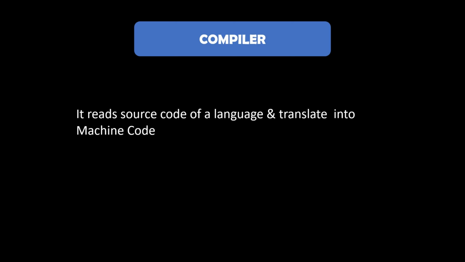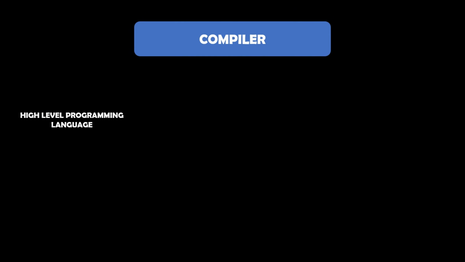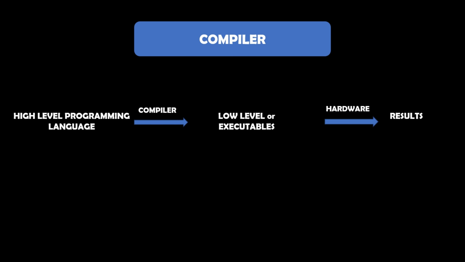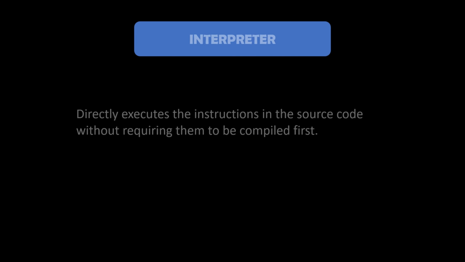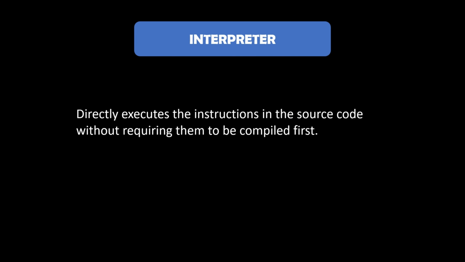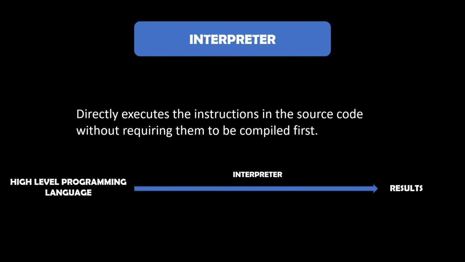So basically, what is a compiler? It is a translator that reads source code of a language and translates it into low-level machine programming languages. So see, high-level programming languages are compiled by the compiler into low-level executables that can be read by hardware, and then it produces the results. But some programming languages use an interpreter, meaning it directly executes the instructions in the code without requiring them to be compiled first. High-level programming languages are directly interpreted to the results.